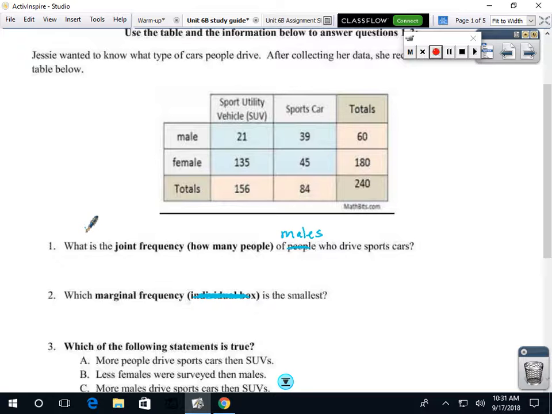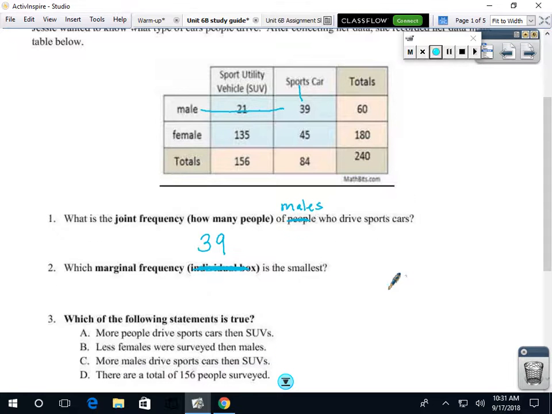Okay, so number 1, what is the joint frequency of males who drive sports cars? What did y'all think? Correct. Well, just 39, because we're not doing any kind of percentage, they just want to know the joint frequency of males who drive sports cars. If you go to males and you go over to sports cars, they join together at 39, so their joint frequency is 39.